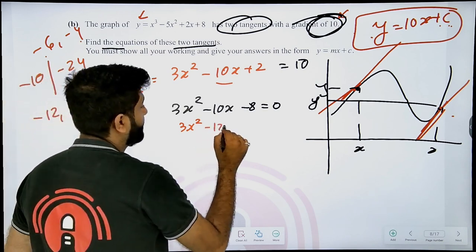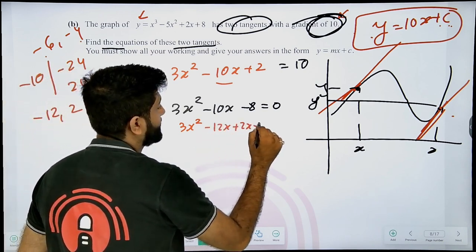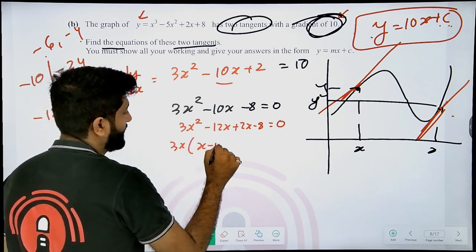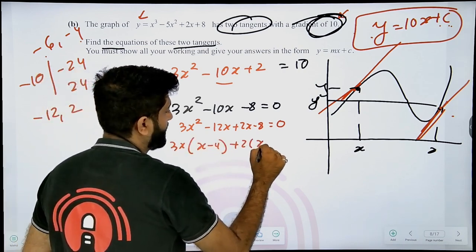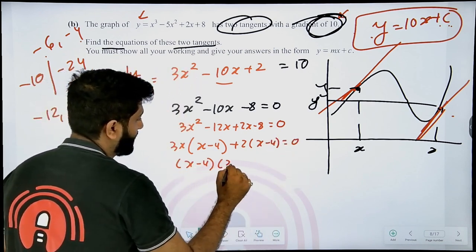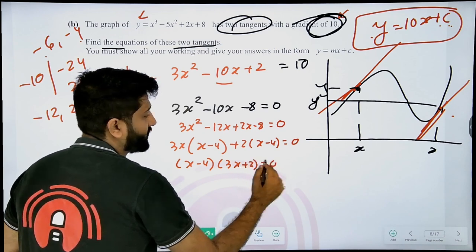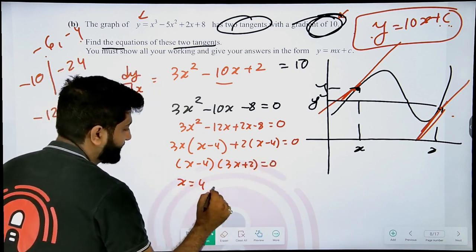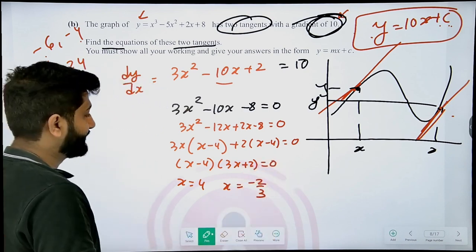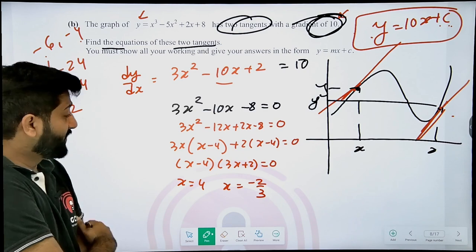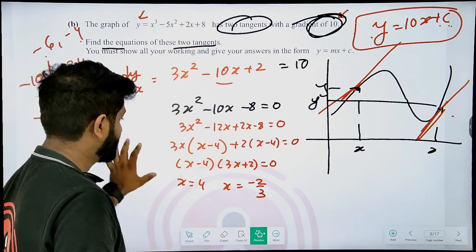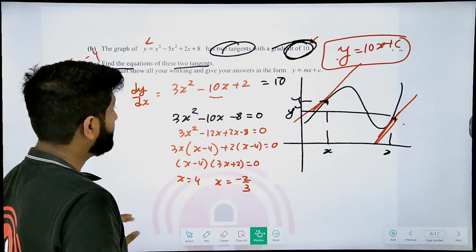So you have 3x square minus 12x plus 2x minus 8 equals 0. So I'll take 3x common, x minus 4, plus 2 common, x minus 4, equals 0. So you have x minus 4 into 3x plus 2 equals 0. So your x is 4 and the value of the other x is negative 2 by 3. Right. Now guys, I think we do have to find out the value of y first.